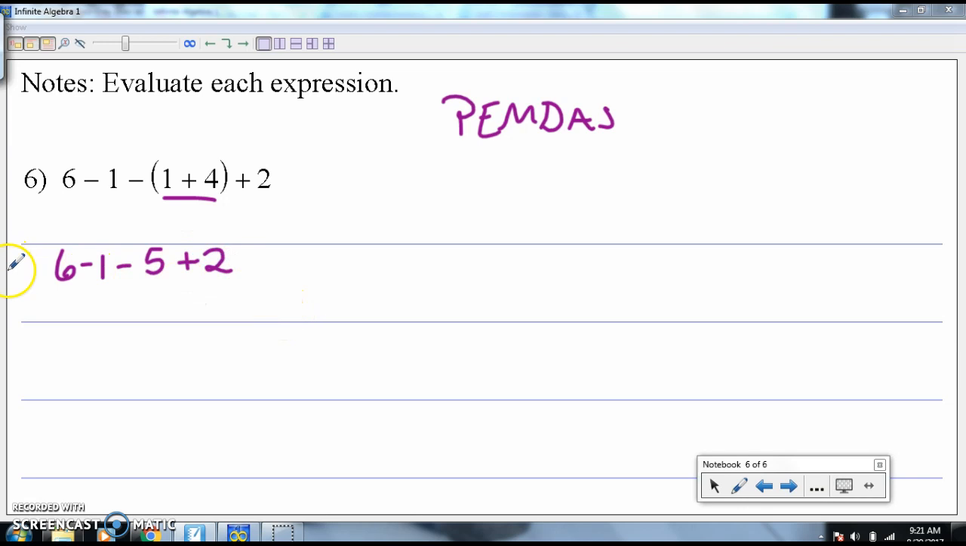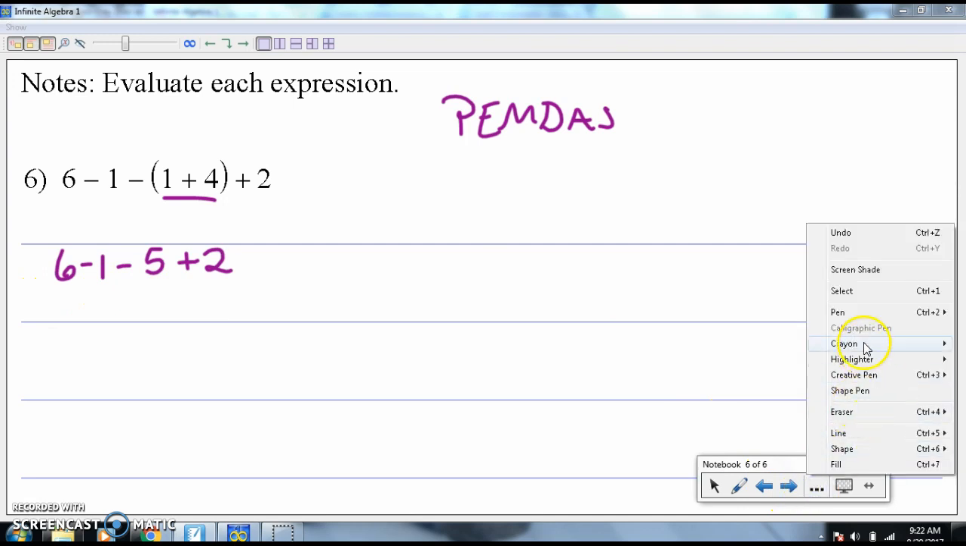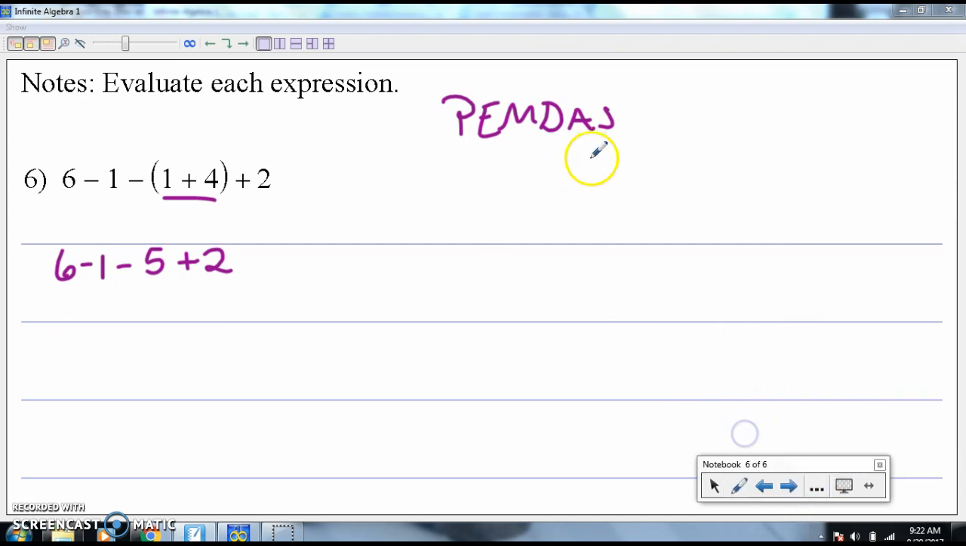down. Notice we don't have any exponents, we don't have any multiplication or division, so we're going to go right to this last step here, which is addition and subtraction. So we're going to go ahead and do this step, and we're going to work our way across. So 6 minus 1 is 5. Bring down the minus 5 and the plus 2. Okay, keep going. 5 minus 5 is 0. 0 plus 2 is 2. So our final answer here would be 2 again.